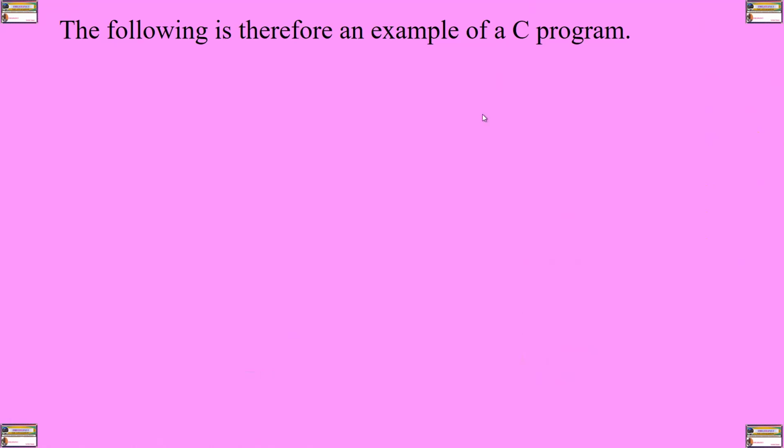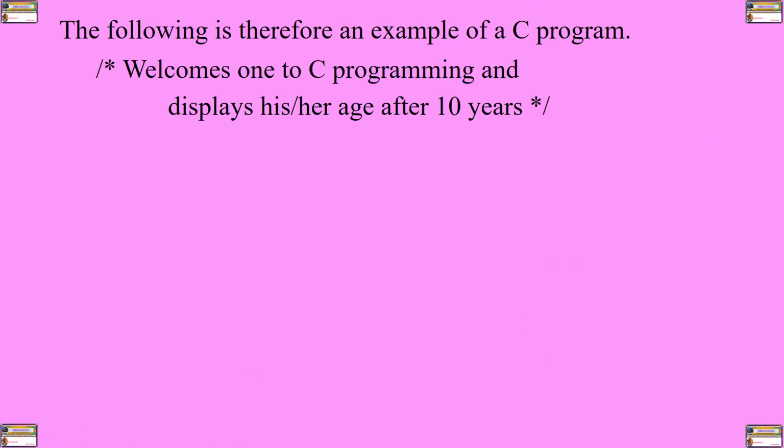So the following is an example of a C program. First of all, we have the comment. So what does this comment do? This program welcomes one to C programming and displays his or her age after 10 years. As I have said, it's always good programming practice to have comments within your program. As you can see, my comments are spanning 2 lines. Welcomes one to C programming is the first line, and displays his or her age after 10 years is the second line. That's why I'm enclosing that statement within those pairs of symbols for comment.